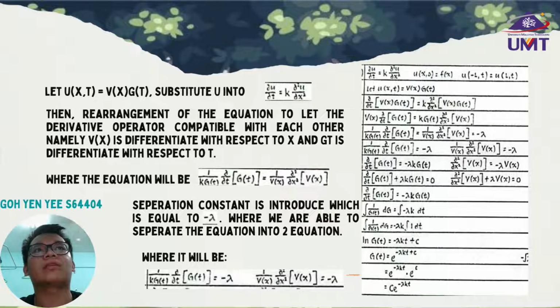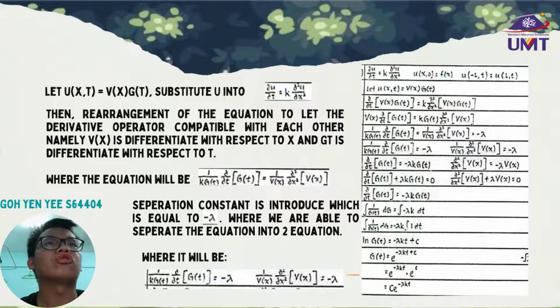First of all, we let u(x,t) equal to v(x)g(t), where the u in the given differential equation is substituted with v(x)g(t). Secondly, the derivative operators must be compatible with each other, where v(x) is differentiated with respect to x and g(t) is differentiated with respect to t. Thus, the rearrangement of the equation is made, where the left-hand side will be 1 over k g(t) d over dt g(t), equal to the right-hand side, which is 1 over v(x) d square over dx square v(x).